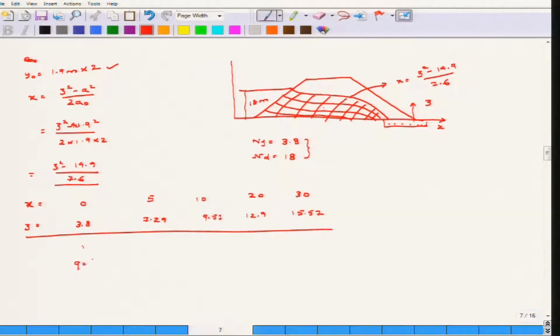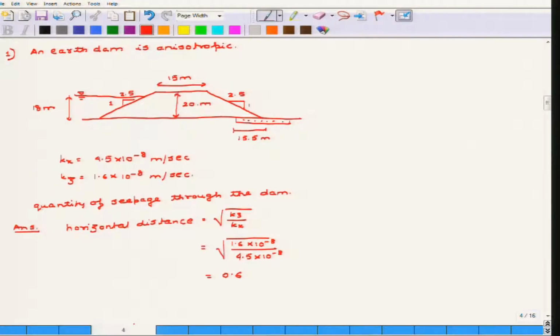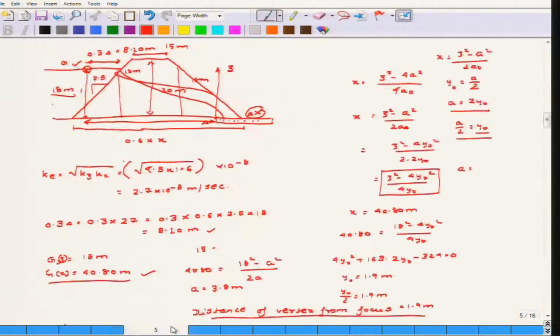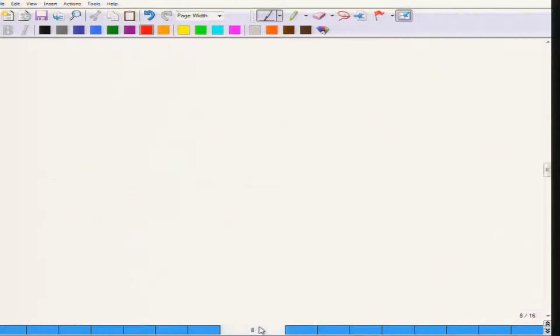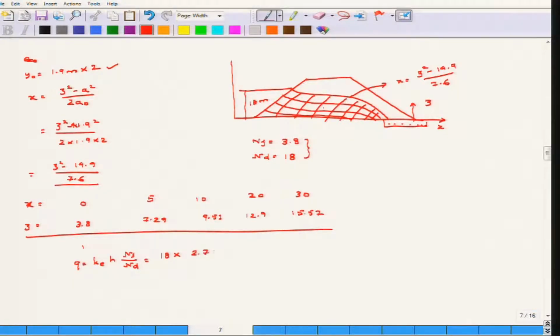Then Q is equal to K E into H into NF by ND. We all know that the height of the water is 18, because on the downstream side there is a blanket drain, so it is almost 0. K E, the equivalent coefficient of permeability that we have also found out, is equal to 2.7 into 10 to the power minus 8. Multiplying by the number of flow lines, 3.8, and dividing by the number of drops, 18, we get about 10 to the power minus 7 meter cube per second.